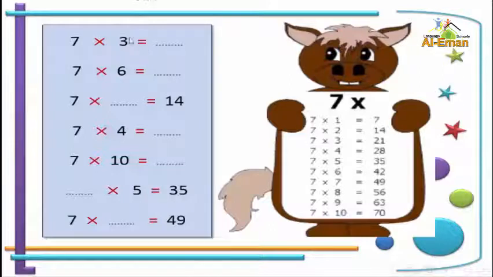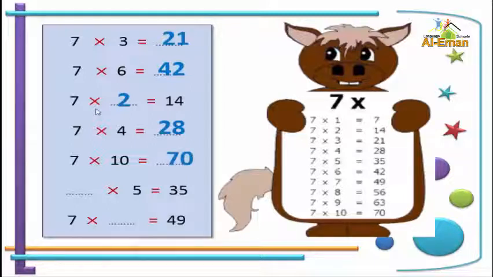Solve with me. 7 times 3 equal 21. 7 times 6 equal, excellent, 42. 7 times what equal 14? Excellent, 2. 7 times 4, 28. 7 times 10 equal 70. Which number times 5 equal 35? 7. 7 times what equal 49?